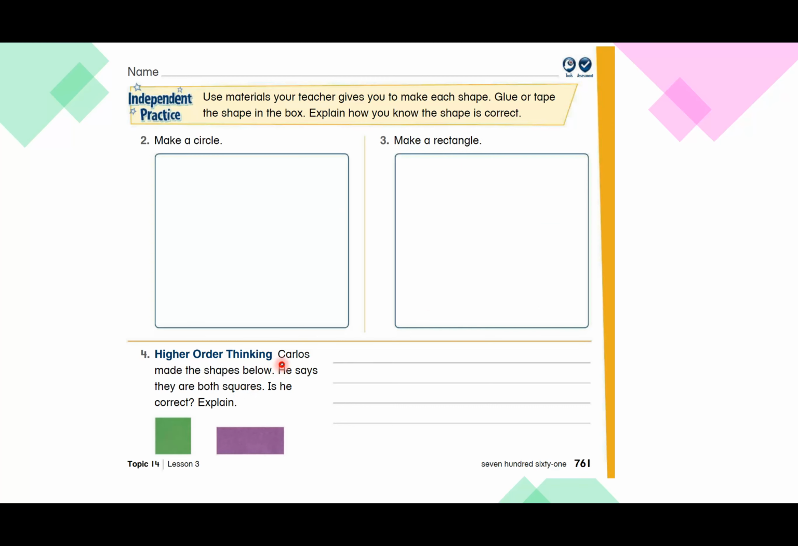Number 4, Carlos made the shapes below. He says they both are squares. Is he correct? Explain. Now look at these two shapes. Do you think they both are the same? They both are squares? Yes or no? No, they both are not squares. Only the green one is the square. Why? Because all the sides are equal. Very good. In the rectangle, all the sides are not equal. So you can write your explanation here. Okay?